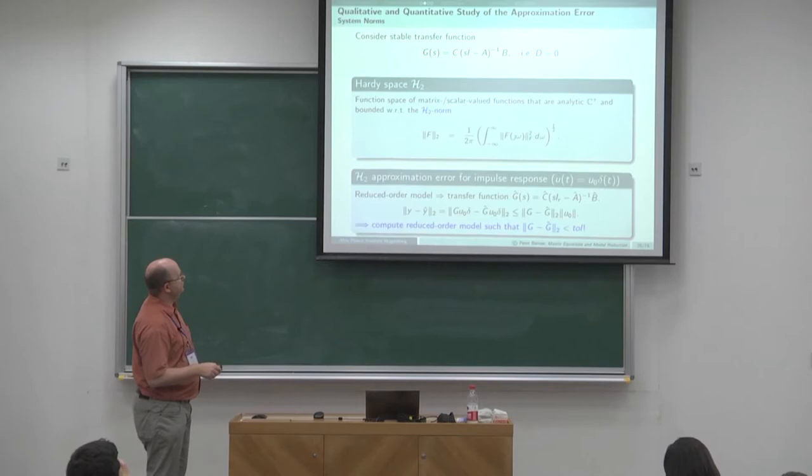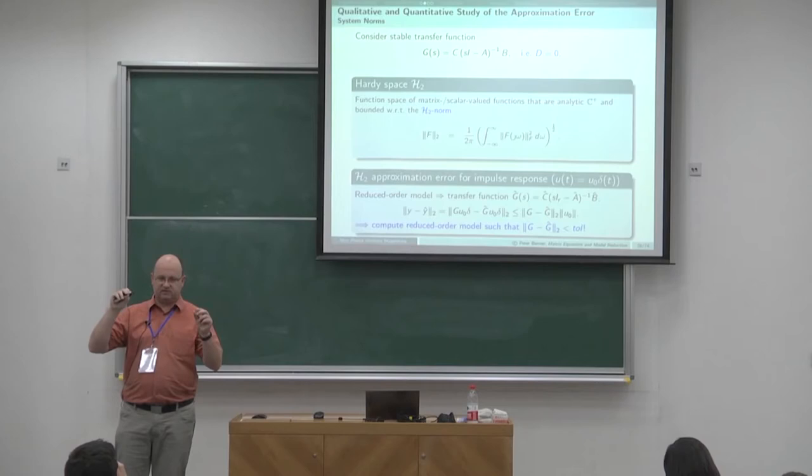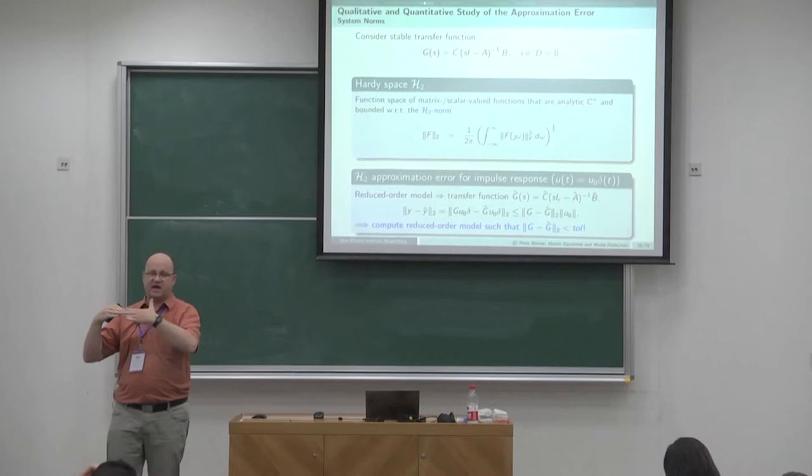If you only want to measure the difference of the transfer functions, if your reduced order model has the D terms equal, so D hat equals D, in the difference they cancel out, and you can still define the H2 norm of the error. But that's a technical detail.